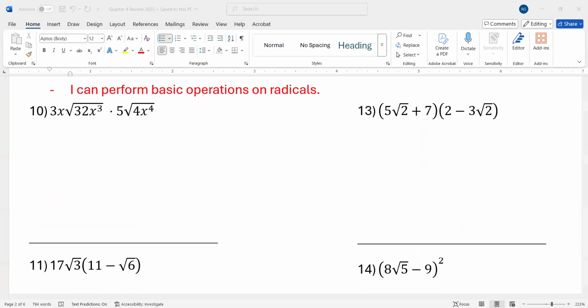So 3x times 5 is 15x. I'm also going to multiply the inside stuff. 32 times 4 is 128, x to the 7th. So now 15x is already on the outside.